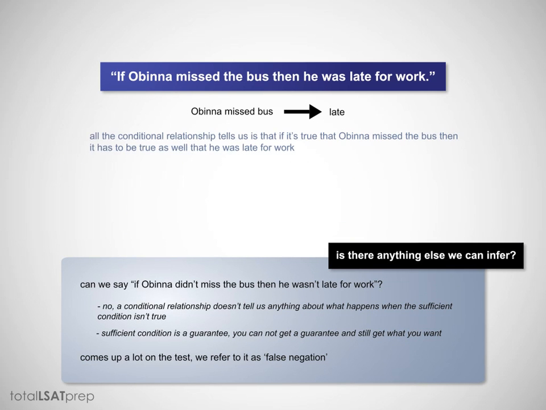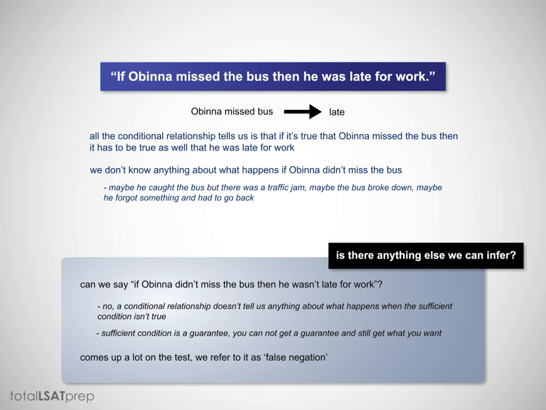Remember, all the conditional relationship tells us is that if it's true that Obina missed the bus, then it has to be true as well that he was late for work. We don't know anything about what happens if Obina didn't miss the bus. Maybe he caught the bus but there was a traffic jam. Maybe the bus broke down. Maybe he forgot something and he had to go back. The point is that we can't make any inferences if we know that the sufficient condition is false.